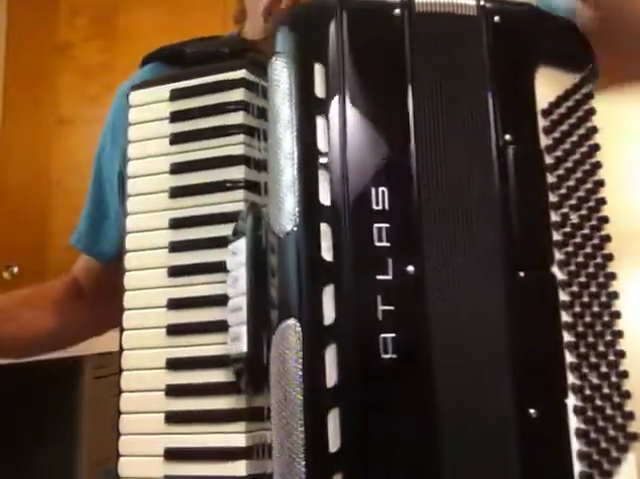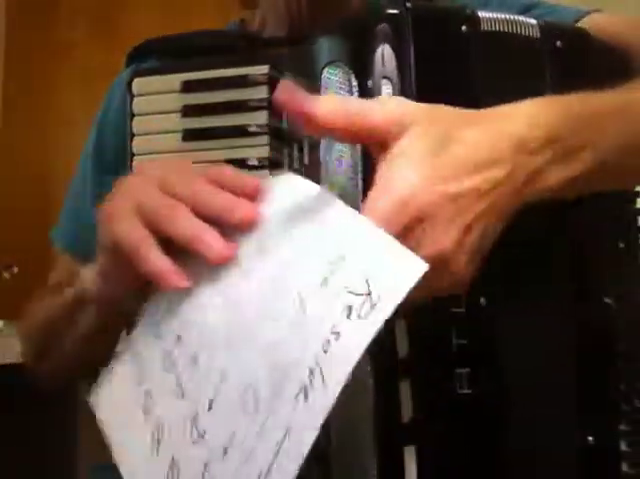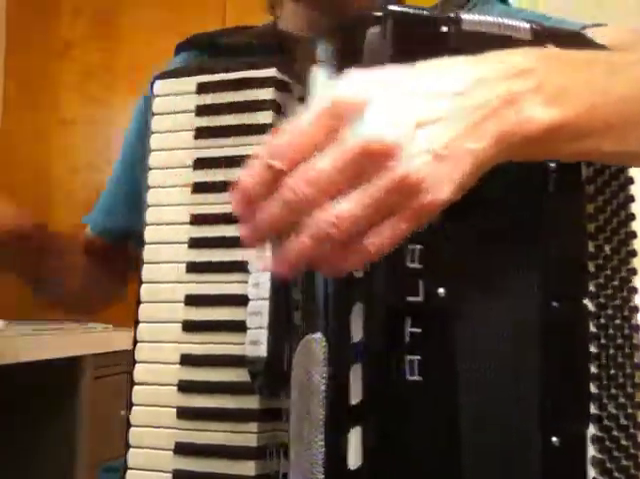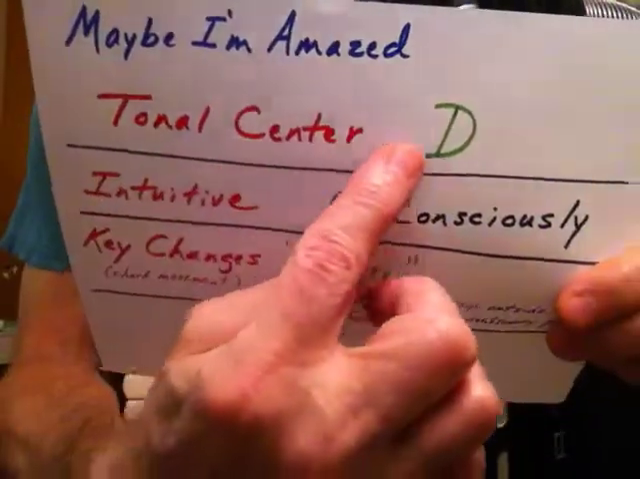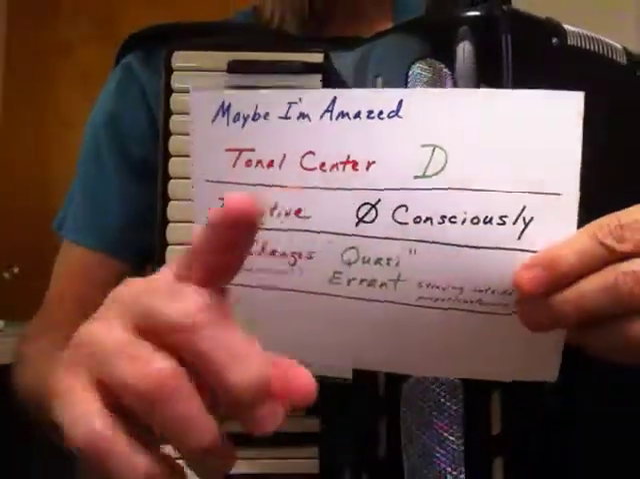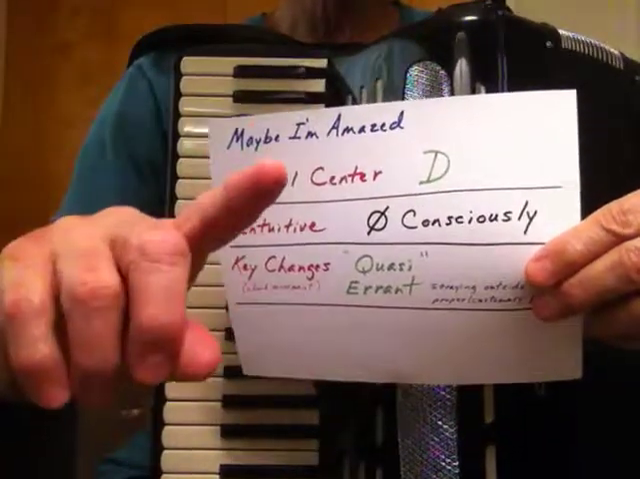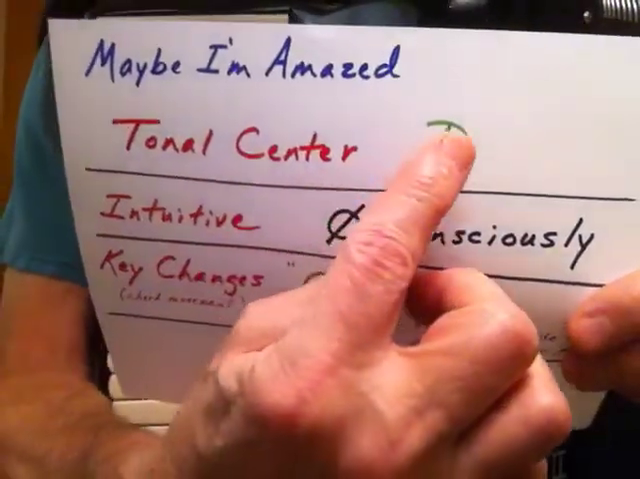Well, what he does is, and McCartney does this in Maybe I'm Amazed, for example, whether we like it or not, the tonal center is D. You say, well, I don't hear it, and that's far-fetched. No, the tonal center is D, all right?